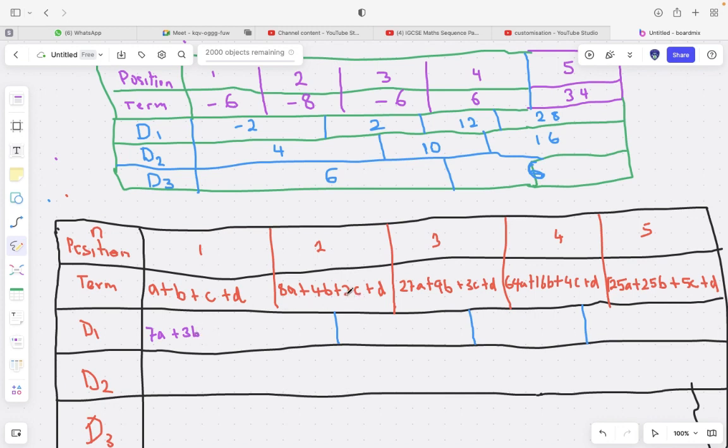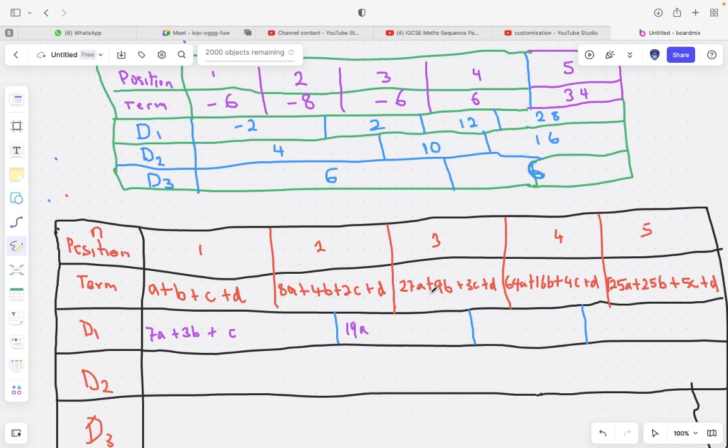And then here you say 2c minus c, you get plus c. D minus d is 0, so there's no need to write 0 here. Then here we find the difference again. 27a minus 8a, what do you get? That's 19, right? So you get 19a here.